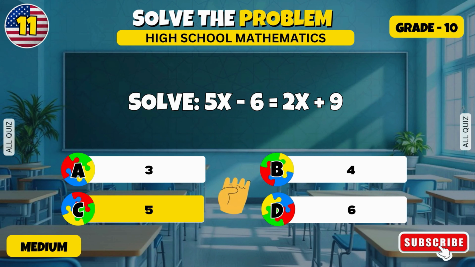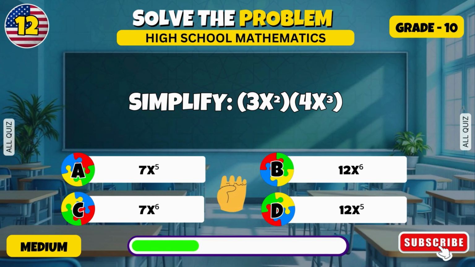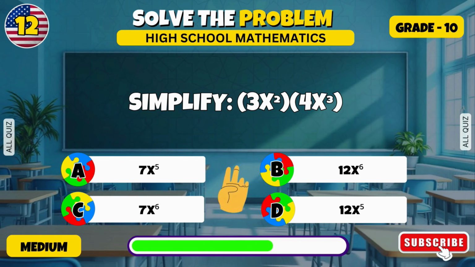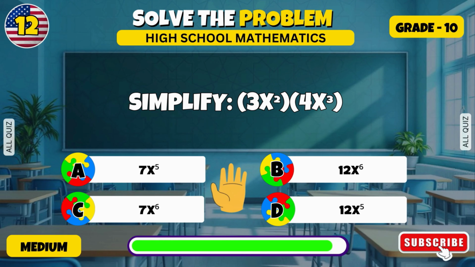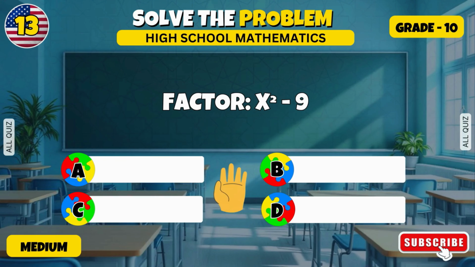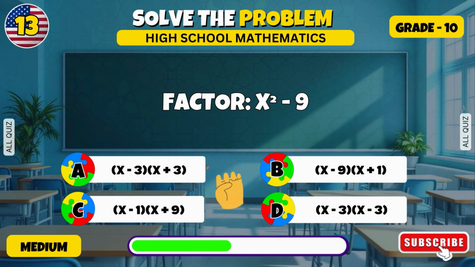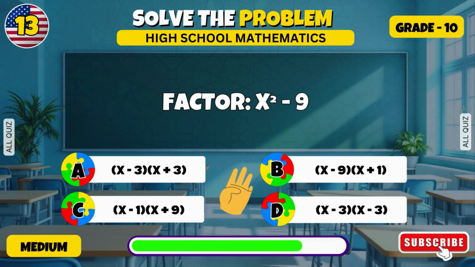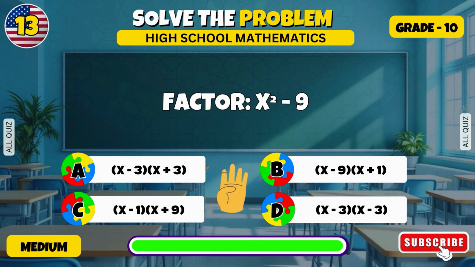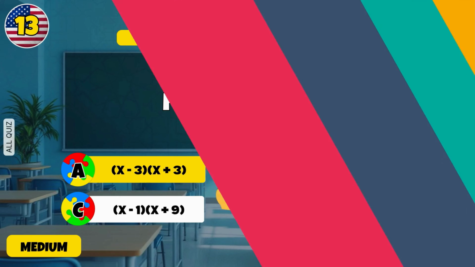Answer reveal. The correct answer is 5. Exponent rule challenge. Simplify 3x squared times 4x cubed. Nice work! The answer is 12x to the 5th power. Classic factoring. Factor x squared minus 9. Correct! The answer is (x minus 3)(x plus 3).